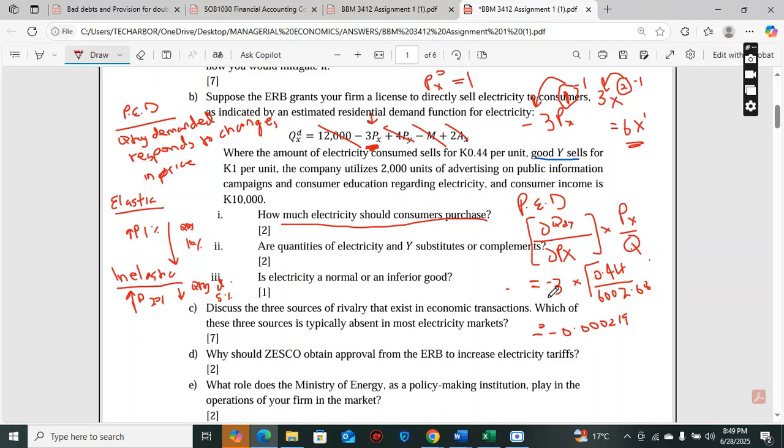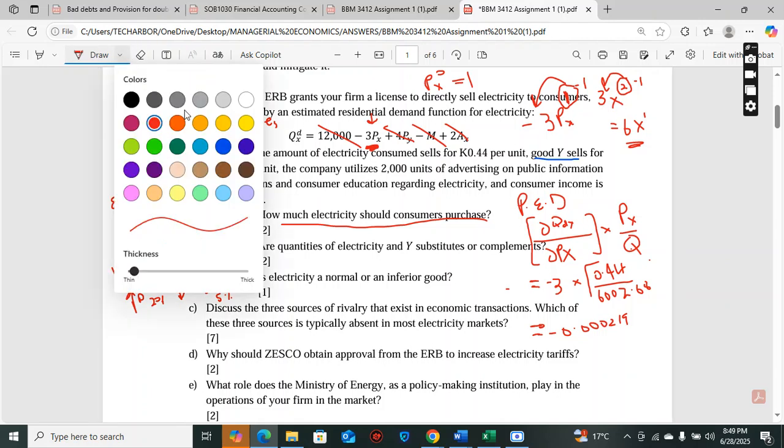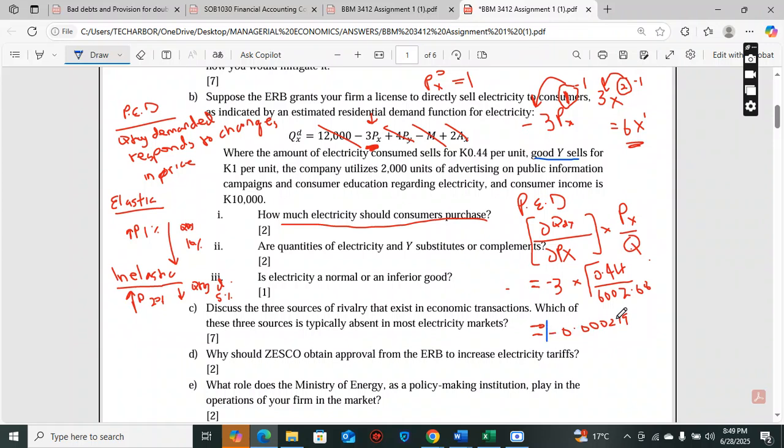So once you've done this tabulation, this answer, you get a negative value. With price elasticity of demand, you have to get the absolute value of your answer, meaning you have to ignore the negative sign. Do you know why we're ignoring the negative sign?